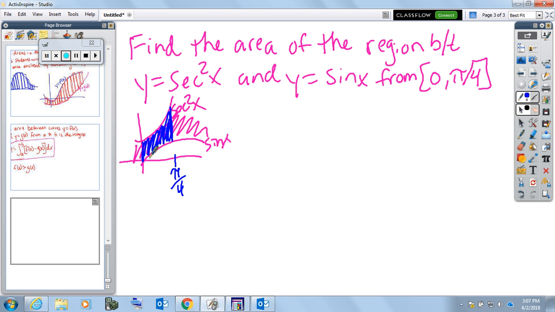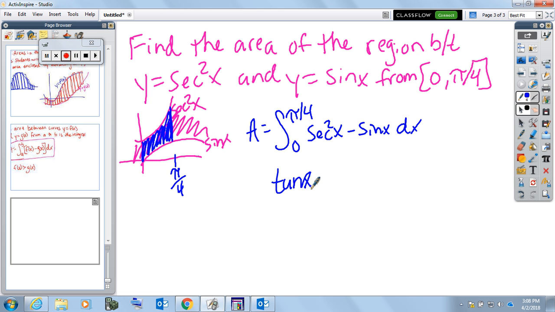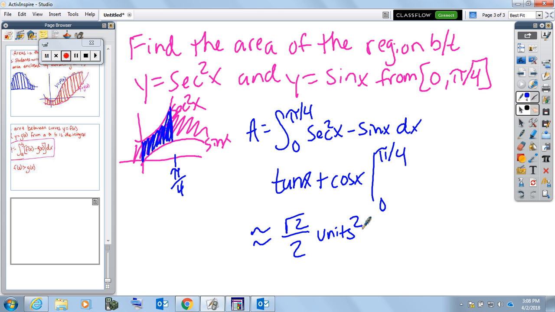Well, that is where our integral is going to come into play. So the area will equal the integral from 0 to pi over 4 of f of x, which is secant squared because it is greater than sine of x, so of secant squared x minus sine of x dx. Now we integrate both of these. It's a basic integration. The antiderivative of secant squared will be tangent x. The antiderivative of negative sine of x is going to be a negative cosine, so it will be positive now in this case. And then we want to evaluate that from 0 to pi over 4. Now substituting pi over 4 and 0 into these, we get square root 2 over 2 units squared. All right, ladies and gentlemen.